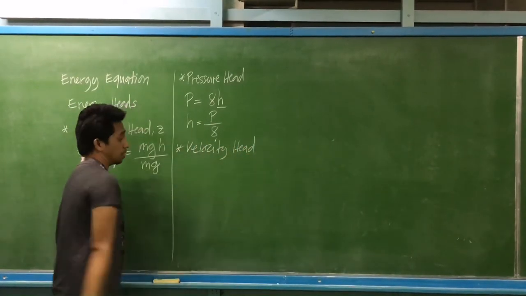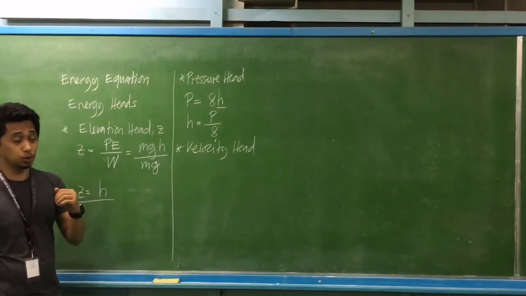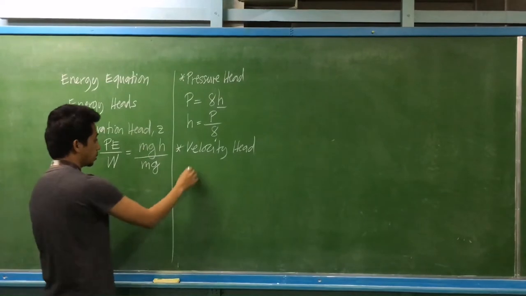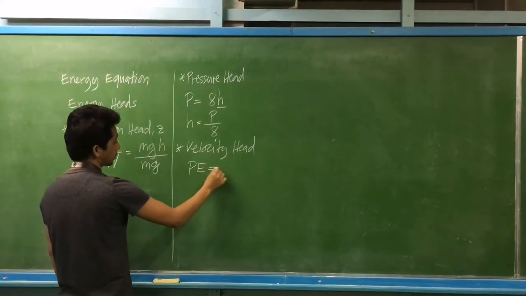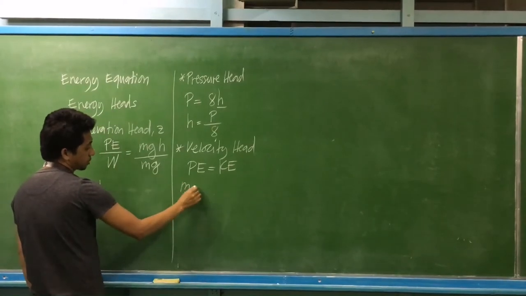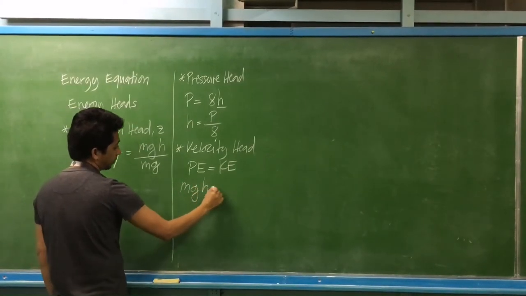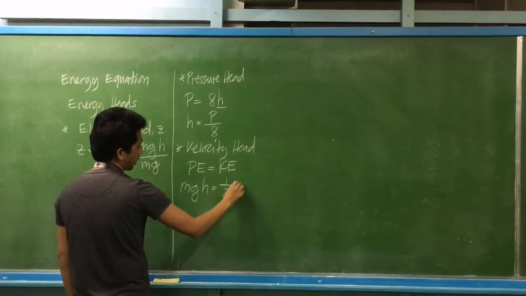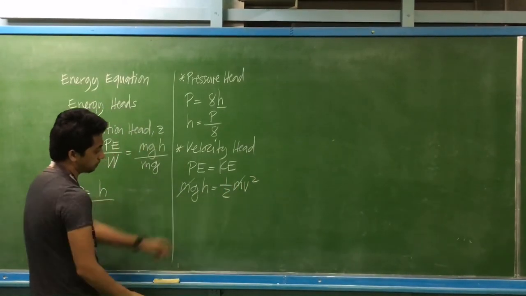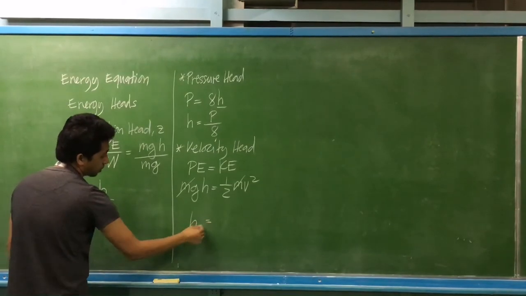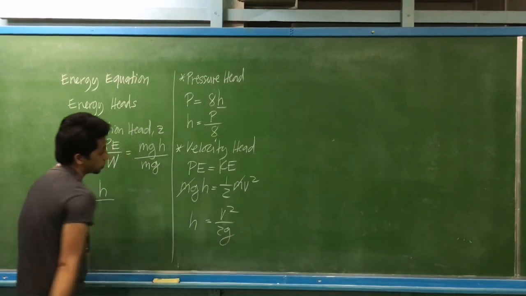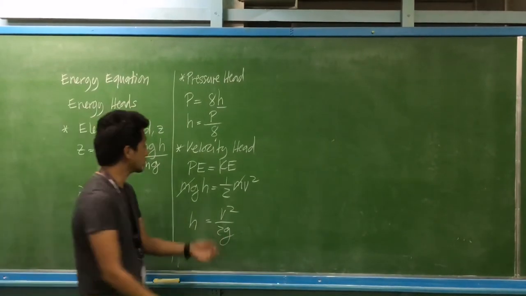Our velocity head describes the change from potential to kinetic, stationary liquid to moving liquid. So potential energy of a body is always equal to its kinetic energy. Potential energy is mass, acceleration due to gravity, height, equal to kinetic energy, 1/2 mass, velocity squared. So canceling the mass, if you're looking for the equivalent head H, that is V squared divided by 2g. So these are the three different heads.